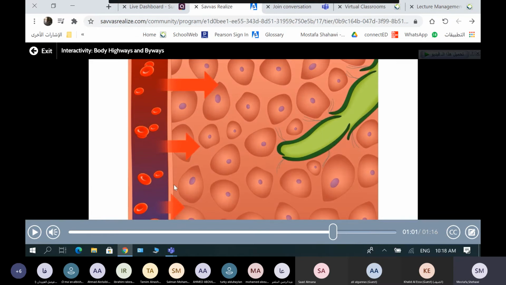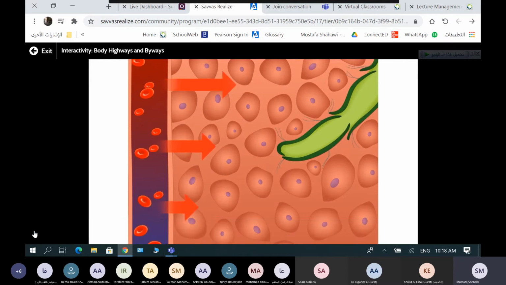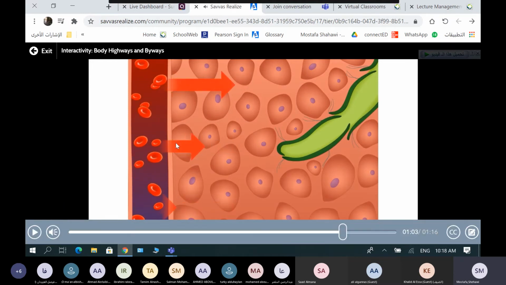This is veins. We'll start from here. Veins start by taking what? Carbon dioxide and waste fluid from the surrounding cells. If you see, this one is red and this is blue, because this one is oxygenated and this one is rich in carbon dioxide. Again, this is the capillary.